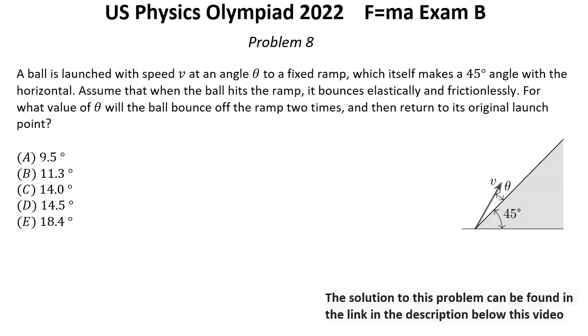Problem number 8. A ball is launched with speed v at an angle theta to a fixed ramp, which itself makes a 45 degree angle with the horizontal. Assume that when the ball hits the ramp, it bounces elastically and frictionlessly. For what value of theta will the ball bounce off the ramp 2 times and then return to its original launch point?